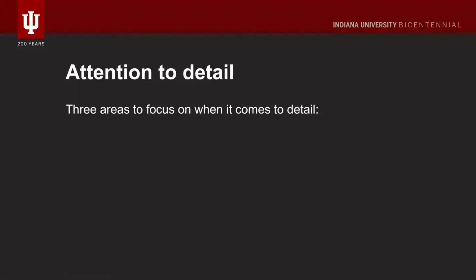And as I mentioned previously, there are 3 areas to focus on when it comes to attention to detail: text, images, and alignment. Now, attention to detail is what's going to make the difference between an amateur-looking poster and a poster that has a more professional look and feel. Now, let's talk first about our text details.